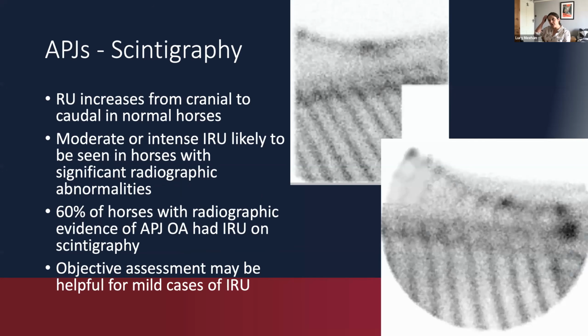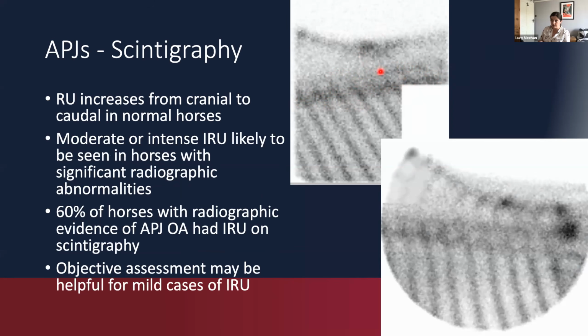Well, we can do scintigraphy on these animals. So when we're looking at the articular process joint scintigraphically, we're doing a lateral oblique view. And this is a horse that has obviously impinging dorsal spinous processes. These are the vertebral bodies. So this line of increased radiopharmaceutical uptake here is the vertebral body. And this line here is the articular process joints.